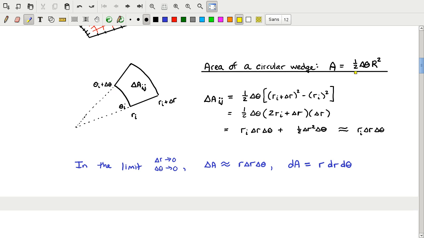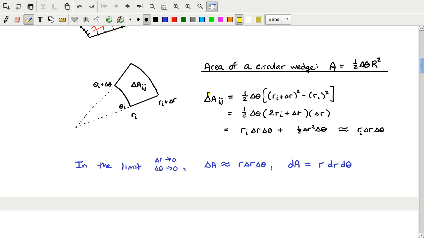And you can see right away that if delta theta is 2 pi, that is if we include the whole circle, then this area becomes pi r squared, the area of the whole circle. But the area of just a wedge or sector of a circle is given by 1/2 delta theta R squared. And the way to find the area of our particular delta A right here is to simply subtract the area of a wedge with radius R plus delta R minus a wedge with radius just Ri.